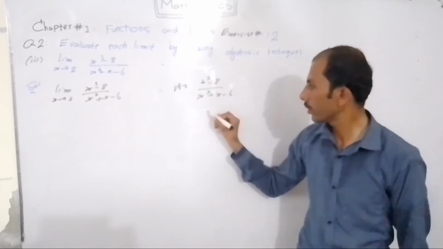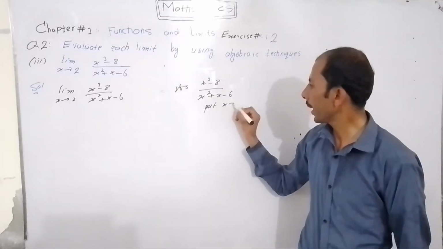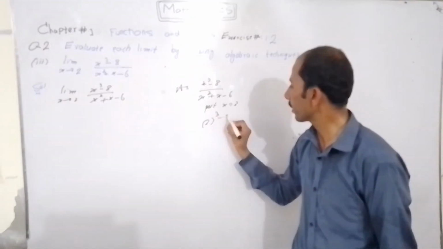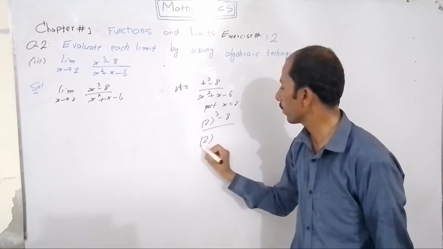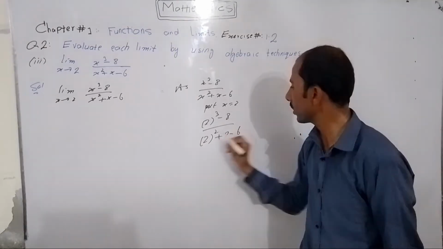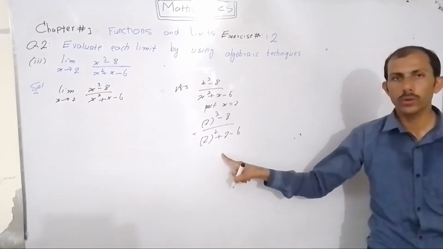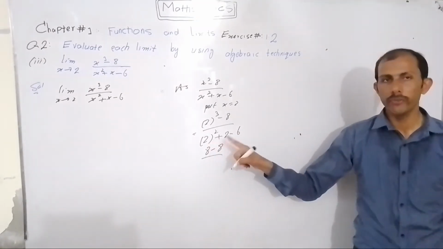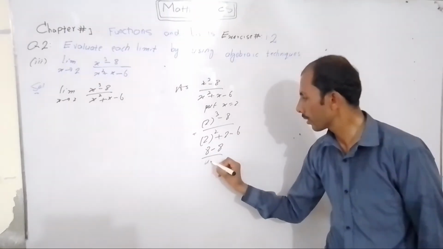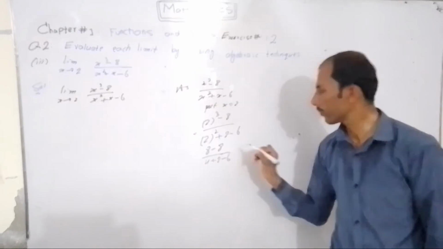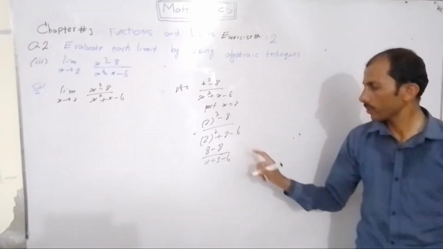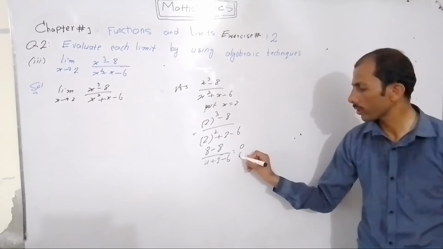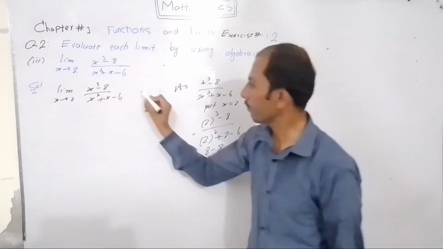If we put x equal to 2, so 2 cube minus 8 divided by 2 whole square plus 2 minus 6. 2 cube is equal to 8, minus 8, divided by 2 square 4 plus 2 minus 6. 8 minus 8 is equal to 0, 4 plus 2 is 6, 6 minus 6 is equal to 0, 0 by 0 form.